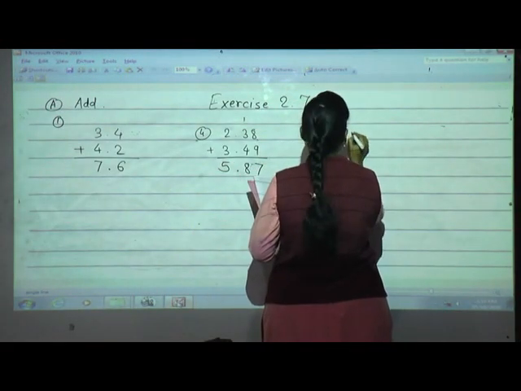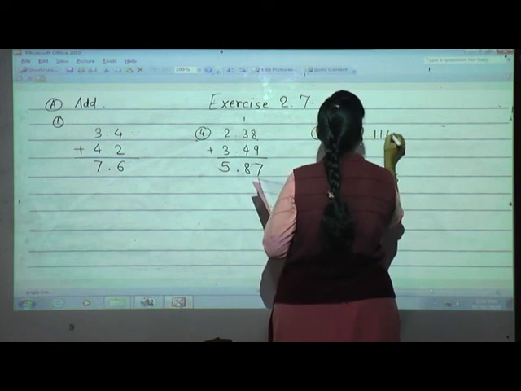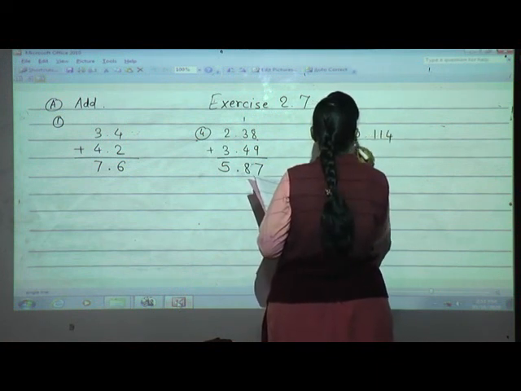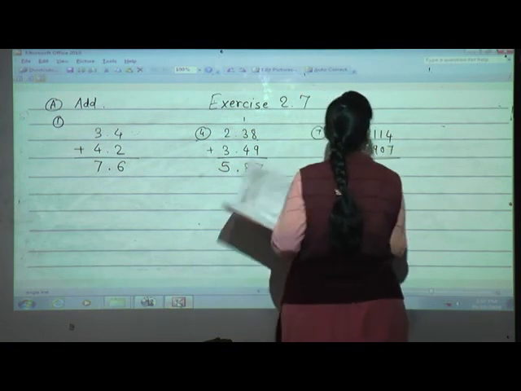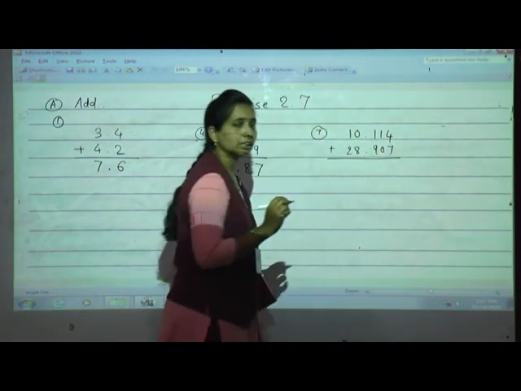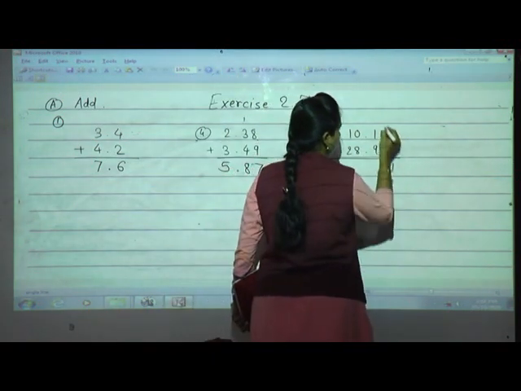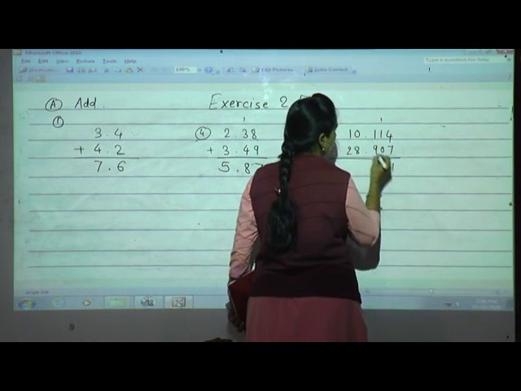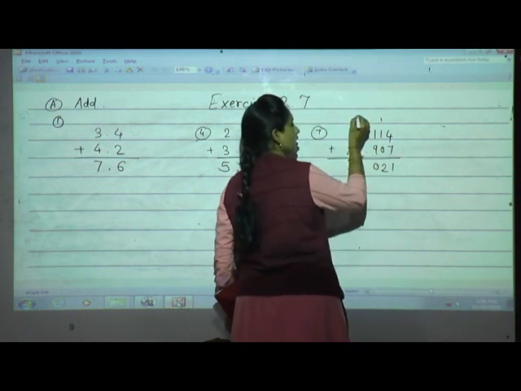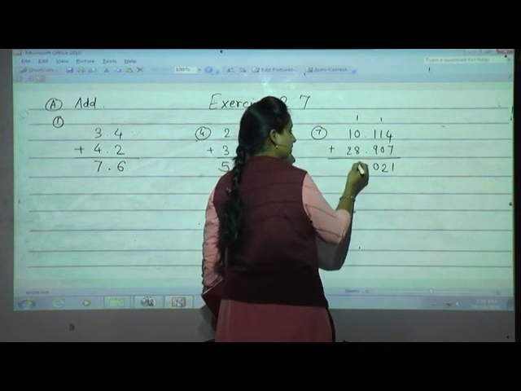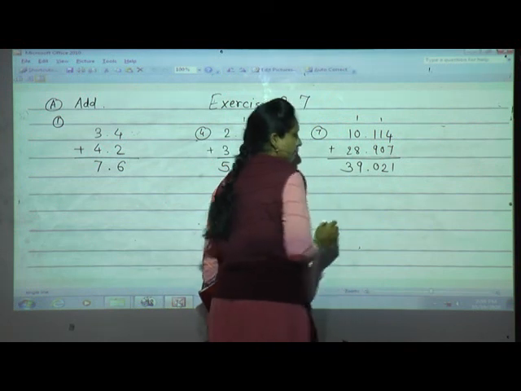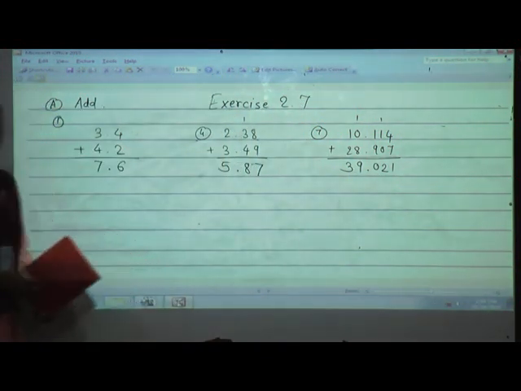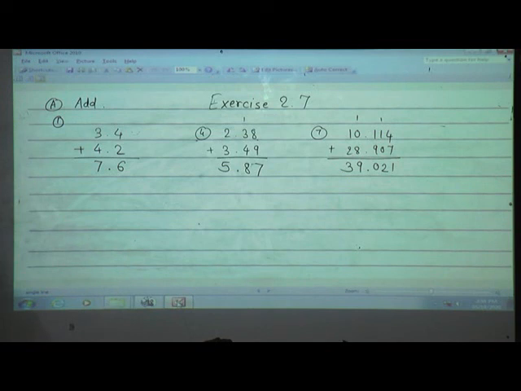Next. Now I'll solve the seventh one for you. See the seventh one: 10.114 and 28.907. Now we need to add both the numbers. 7 plus 4 is 11, 1 here, carry 1, 1 plus 1 is 2, 9 plus 1 is 10, 0 here, carry 1, 1 plus 8 is 9, 1 plus 2 is 3. So the decimal point at the same place.